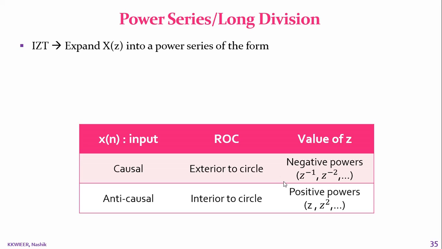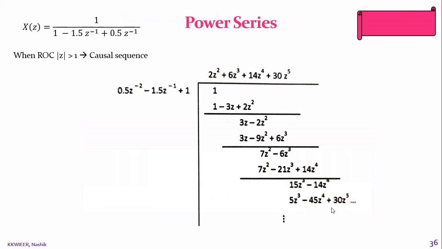So for the inverse Z transform, expand the X of z into a power series of the form X of z is equal to summation x of n z raised to minus n. Note that if x of n, that is your input signal, is causal, then the ROC is exterior to a circle and the powers of z will be negative. If x of n is anti-causal, then the ROC will be interior to a circle and the powers of z will be positive. Now let us understand this power series method with the help of one example.